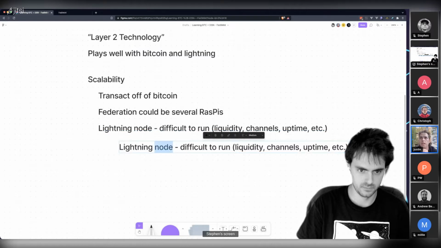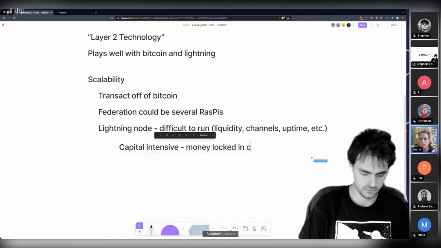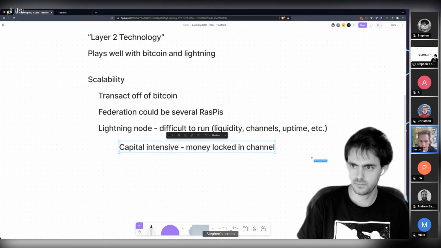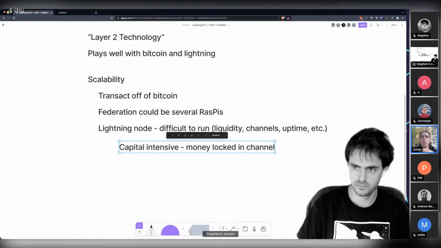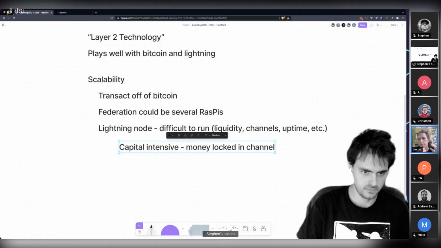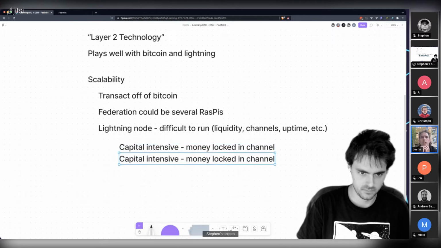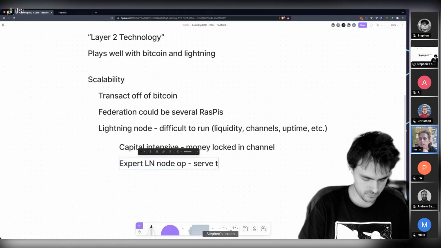And so FediMint also helps scale Lightning, because you can have a lot of users share one Lightning channel, for example. It allows for a little more specialization too. You can have one really expert Lightning node operator serve, let's say, 1,000 people in the FediMint, or 10,000 people. These Lightning node operators can compete based on how good they are at completing Lightning payments.